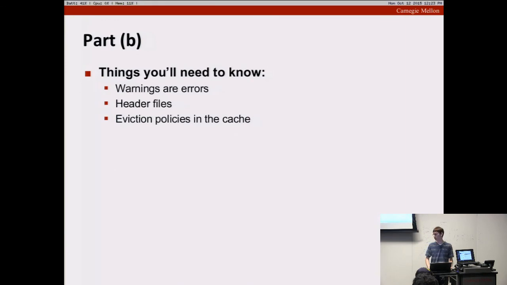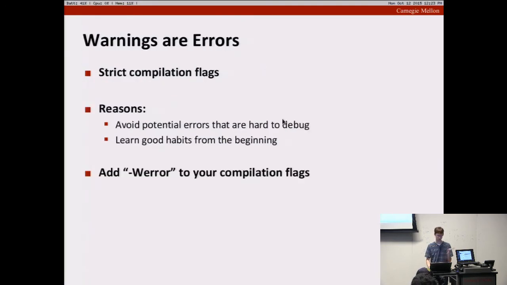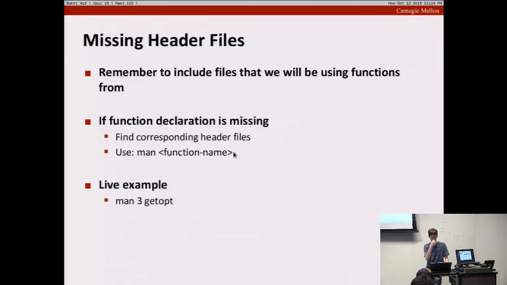Watch out for warnings when you're compiling your code. They're treated as errors. Think about the eviction policy of the cache. That matters. It's least recently used. You'll have strict compilation flags on. That's why warnings are errors. That's the way we're going to compile it. So, make sure you code with good style, because if you don't, the compiler might actually not let you compile it.